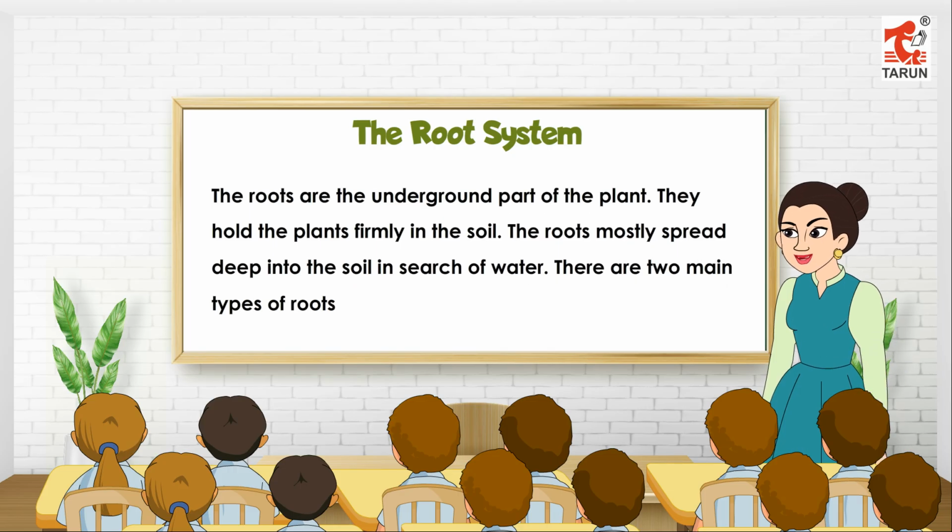The roots are the underground part of the plant. They hold the plants firmly in the soil. The roots mostly spread deep into the soil in search of water. There are two main types of roots.